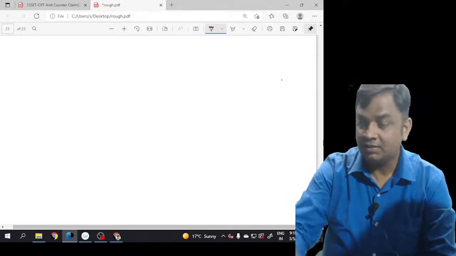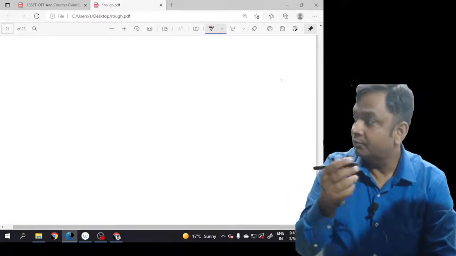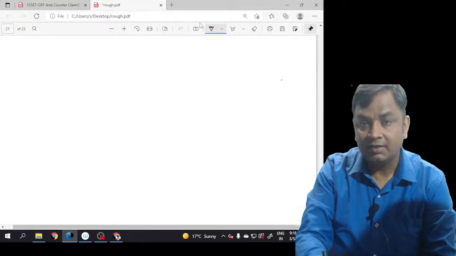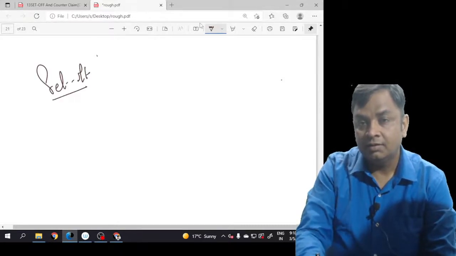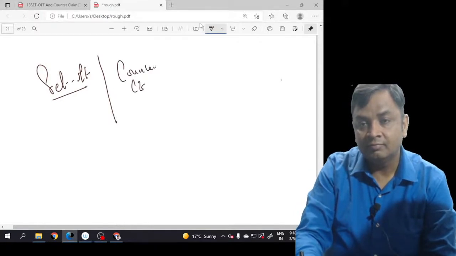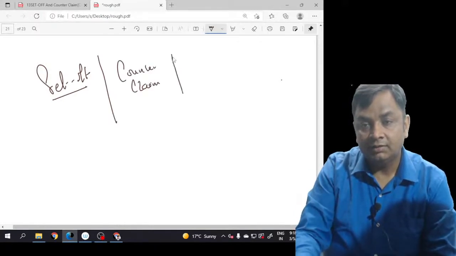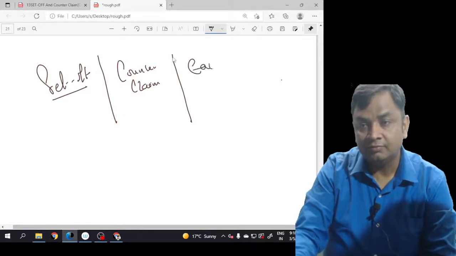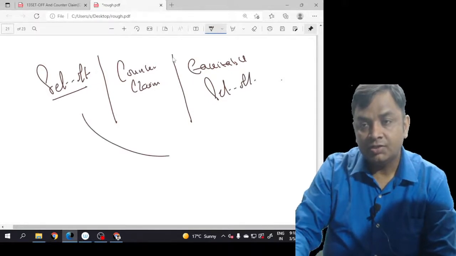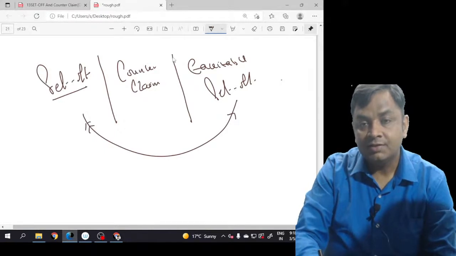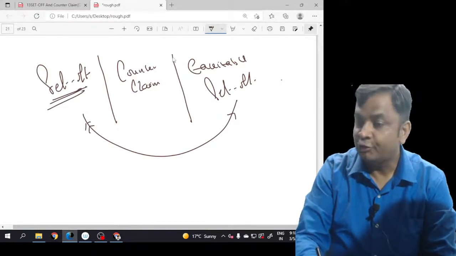So three things are there which we are supposed to read in this topic. That's set off, the second thing is counterclaim, and the third one is equitable set off. These two things we already got to understand, for having the set off. And what is the set off?